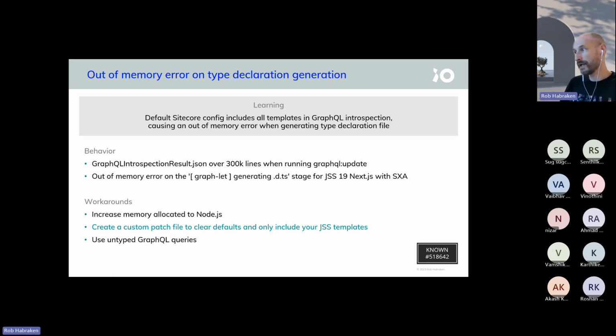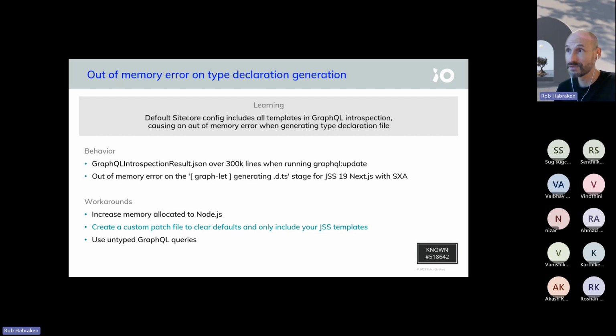On the bottom right, I've mentioned the issue number, and it's a known issue. So if it's solved, you can request the status using that number. There's actually a few workarounds. You can increase memory allocated to Node.js, but that's actually just postponing the issue because this is growing. 300K lines is for the starter setup. So if you are going to add templates to that, it's going to increase.